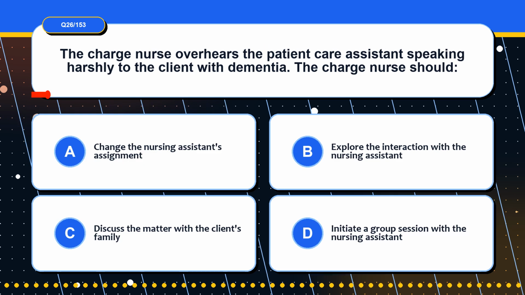Question 26. The charge nurse overhears the patient care assistant speaking harshly to the client with dementia. The charge nurse should: Here are the options. Option A. Change the nursing assistant's assignment. Option B. Explore the interaction with the nursing assistant. Option C. Discuss the matter with the client's family. Option D. Initiate a group session with the nursing assistant.